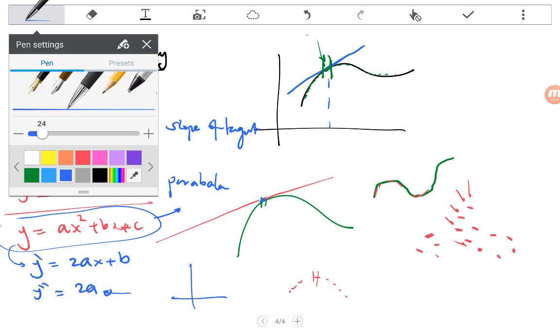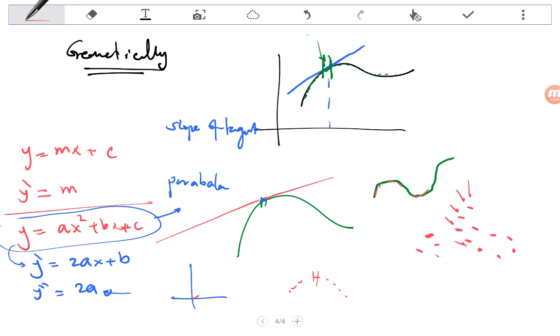The standard parabola looks like this. Okay, this is y is equal to x squared. The y dash is 2x and y double dash is equal to 2. So this is a positive 2 second derivative. This represents a constant positive second derivative. What about this? If it was like this, it is called minus x squared. This is called negative x squared.